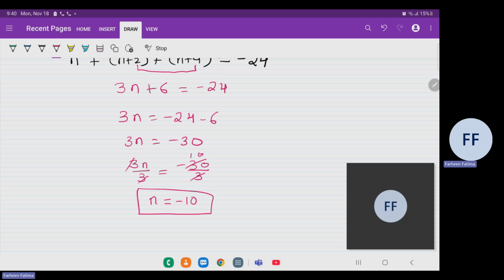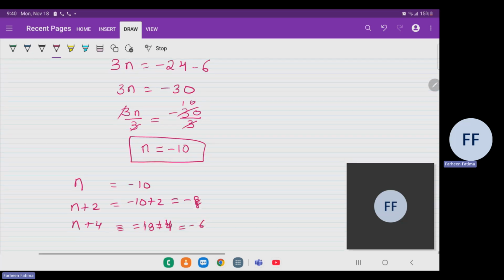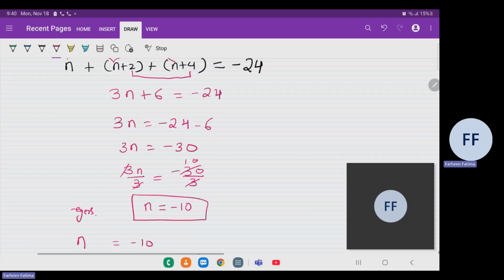Now we have to find the integers. What are the integers we have chosen? n, n plus 2, n plus 4. Just replace n by minus 10. Minus 10 plus 2 is minus 8. Minus 10 plus 4 is minus 6. So the three consecutive even integers we have got are minus 10, minus 8 and minus 6.